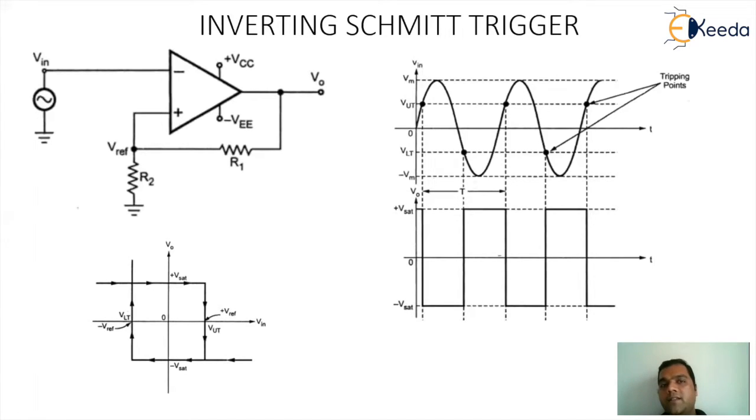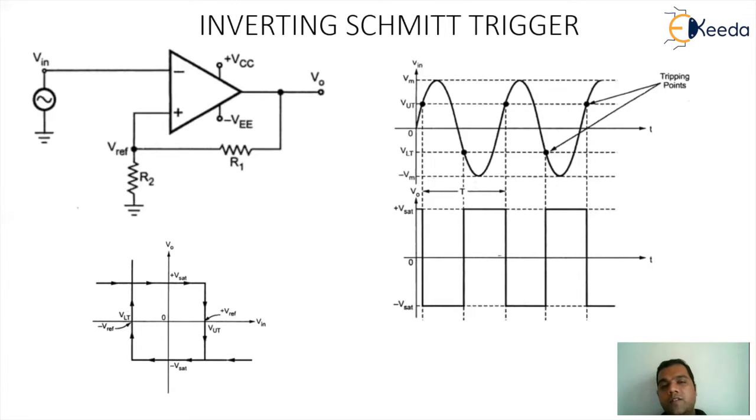On similar lines, now since the output is minus Vsat, the reference has gone to a negative value. That is going to be my VLT value. Since the reference has gone to the negative value, the input will complete its positive cycle, whatever was pending, and will start moving on the negative side. Once it goes below the negative threshold value, automatically the output will change from minus Vsat to plus Vsat.